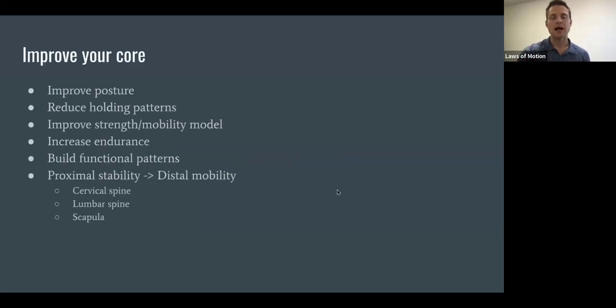So when we look at how to improve your core, you want to improve your posture, improve your resting position. Reduce holding patterns. As it may sound contraindicated, you might say, oh, my core is really strong because it's tight. You're in a rigid structure now. You're not fluid to move. So if something happens that pushes you out of that movement, you may be at a higher risk for injury. So you want to reduce those holding patterns so you can efficiently move. You want to improve the strength and mobility model that we talked about just a slide ago. You want to increase your core endurance.